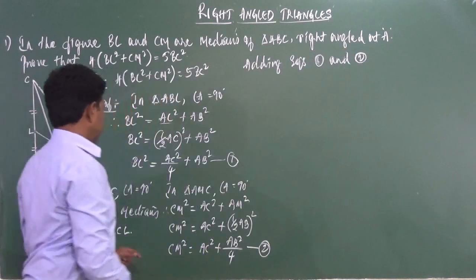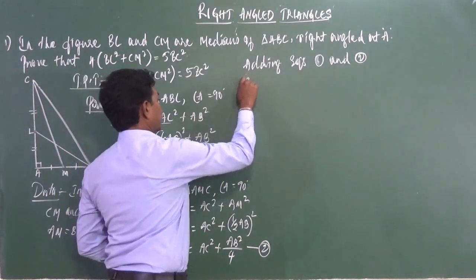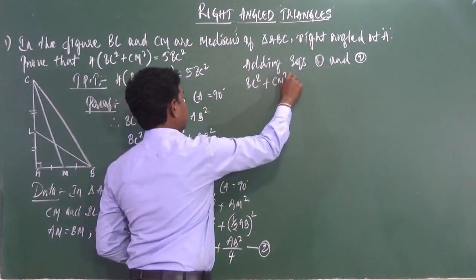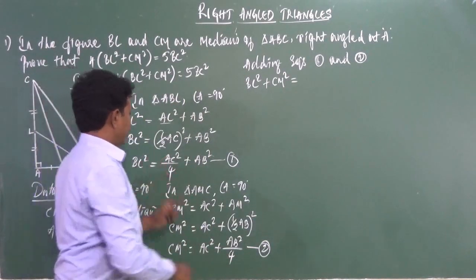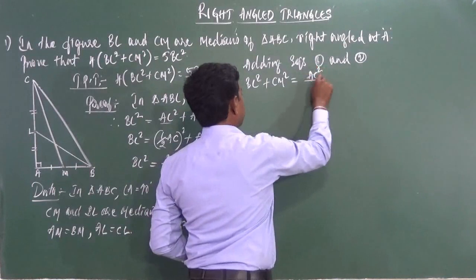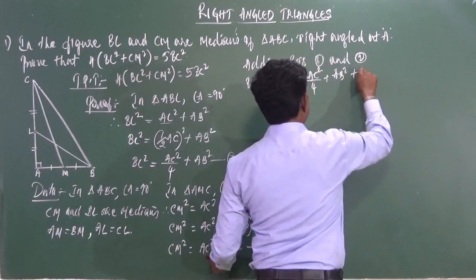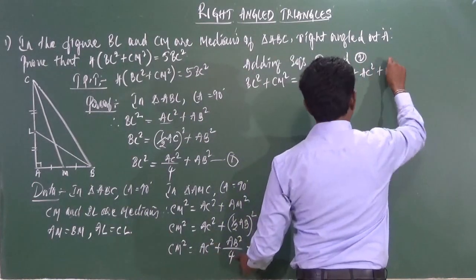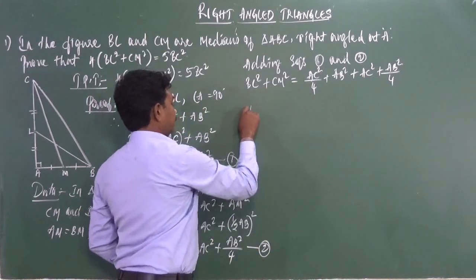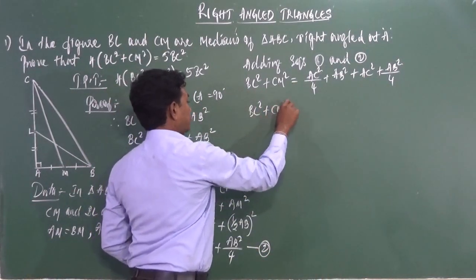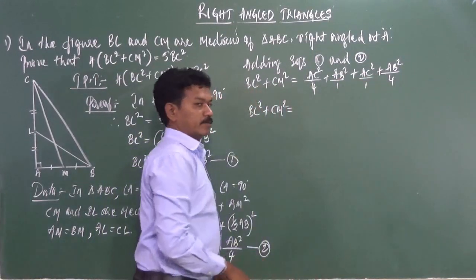Adding equations 1 and 2: BL square plus CM square, that is we are going to add the LHS. So BL square plus CM square is equal to, let us add their RHS parts. AC square by 4 plus AB square plus AC square plus AB square by 4. It's very important. Below AB square we have 1 and below AC square in the denominator we have 1.